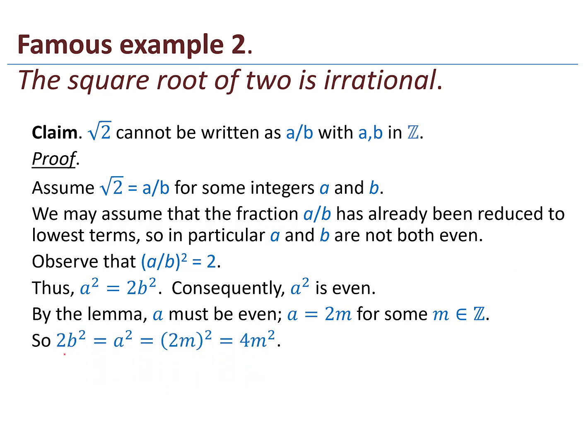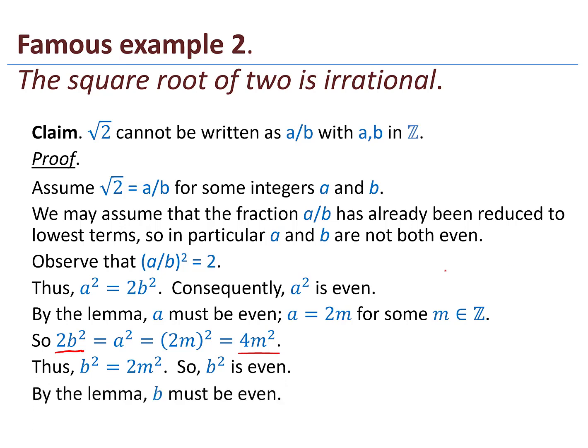So look at this now, 2b squared, which is a squared, can be written as 2m squared, which is 4m squared. So I have 2b squared equals 4m squared. Divide both sides by 2. b squared equals 2m squared. So b squared is even. And then again, by the lemma, b must be even. So I concluded a must be even and b must be even.